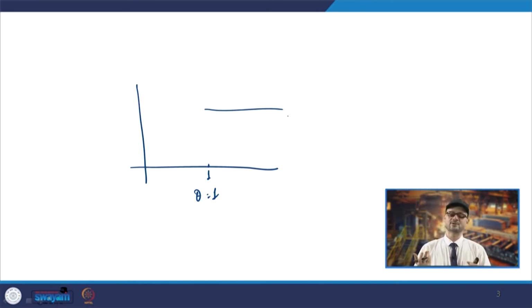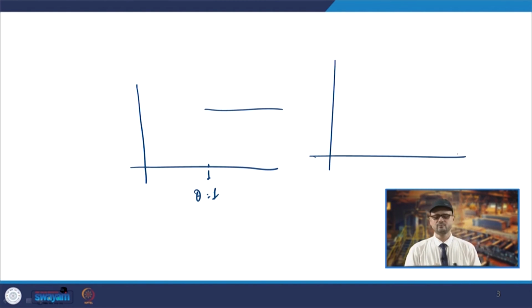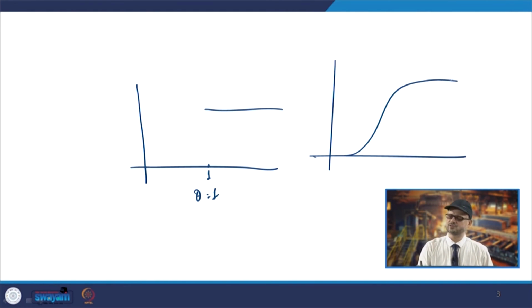Now, what happens in the actual case? If you talk about the actual case, the actual f curve will move like this. As you see, this part is basically the region which is talking about the plug flow conditions, and then the mixing has started.